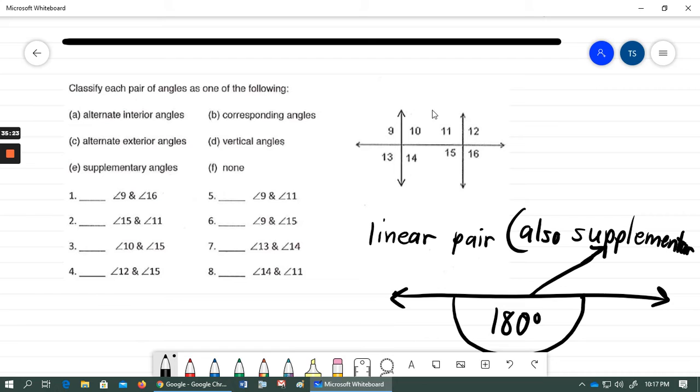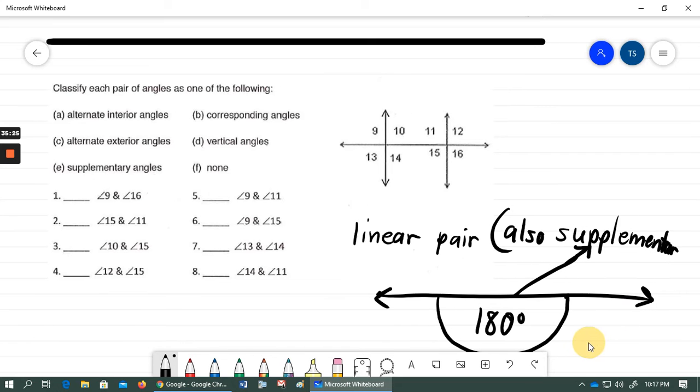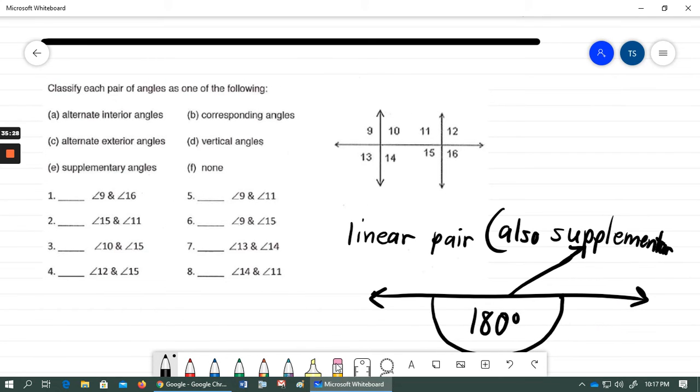All right. I might have to move that over. And I apologize about the sloppiness there. I ran out of space to write that. My bad. All right. So they are also supplementary.